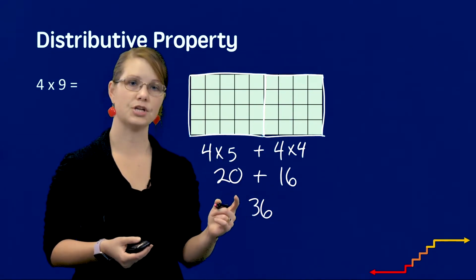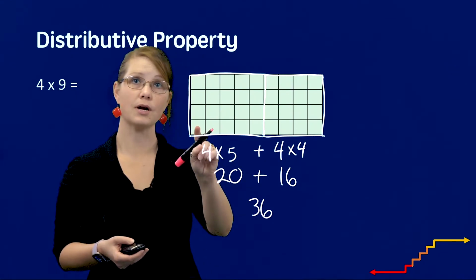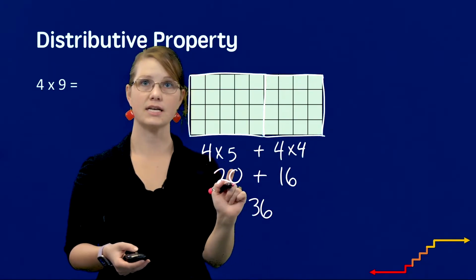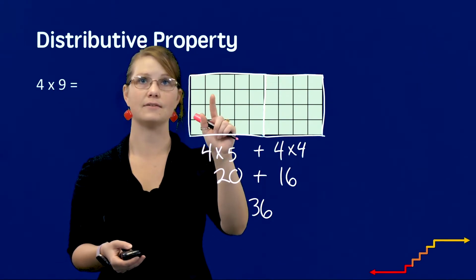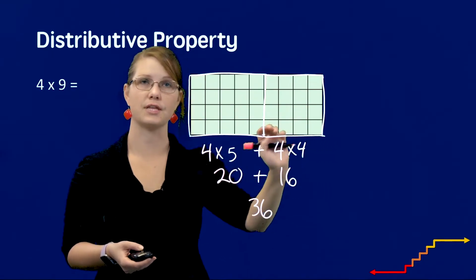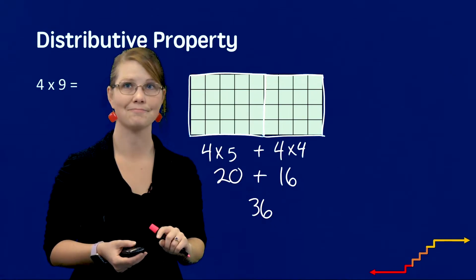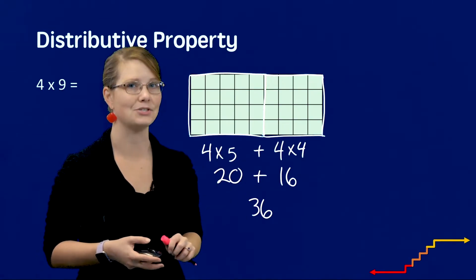I can also double check my work by looking at the original array and making sure that 4 by 9, or 4 times 9, is 36. So I can go ahead and I can count 1, 2, 3, 4, 5, 6, 7, 8, 9, 10, 11, 12, and so on and so forth until I show that there are 36 units in this array. I'm going to clean up my board real fast, and then we'll continue talking a little bit more about the distributive property.